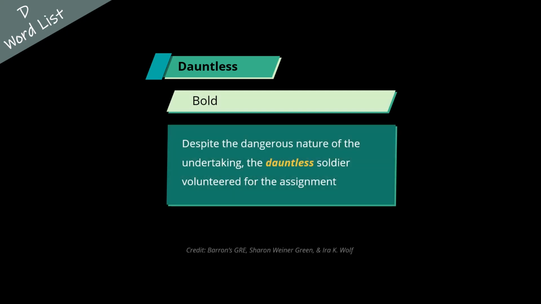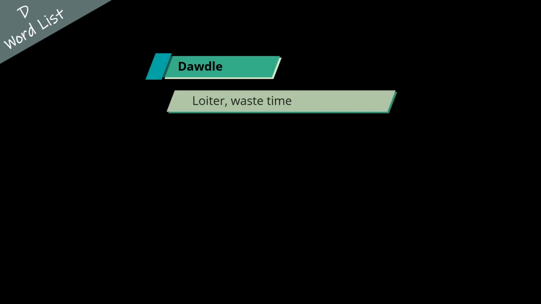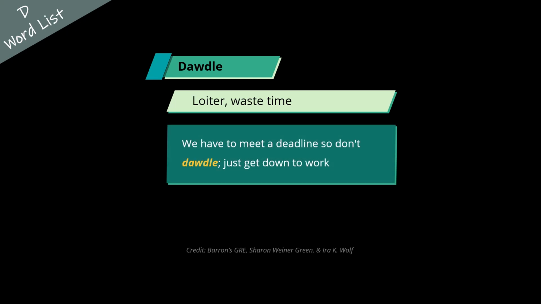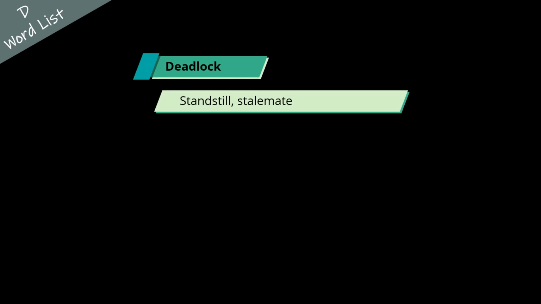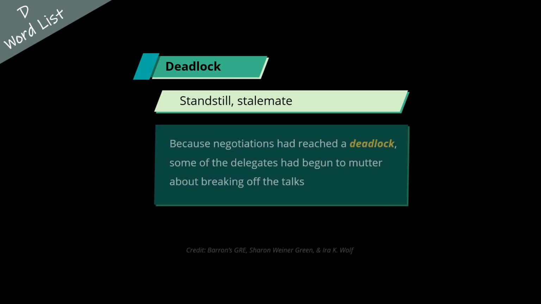Dauntless means bold. For example, despite the dangerous nature of the undertaking, the dauntless soldier volunteered for the assignment. Dawdle means loiter, waste time. For example, we have to meet a deadline, so don't dawdle, just get down to work. Deadlock means standstill, stalemate. For example, because negotiations had reached a deadlock, some of the delegates had begun to mutter about breaking off the talks.